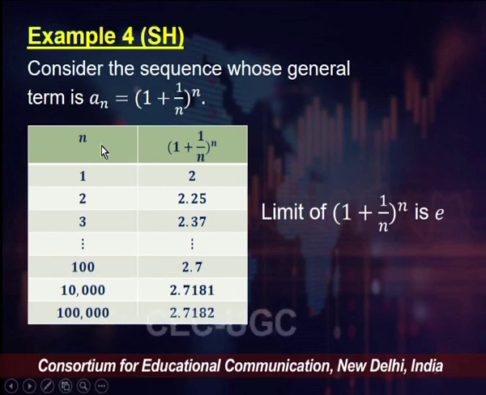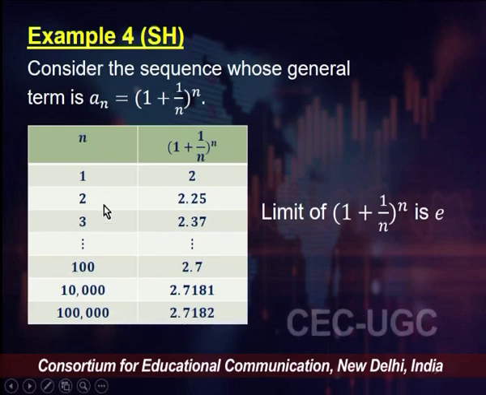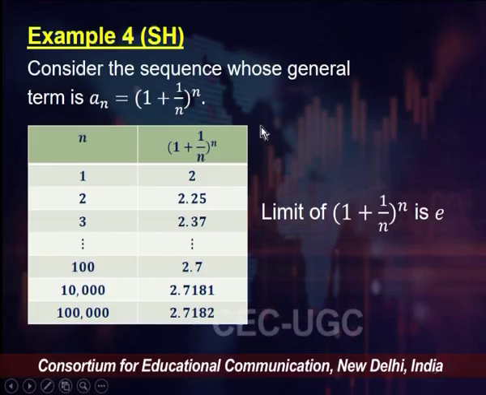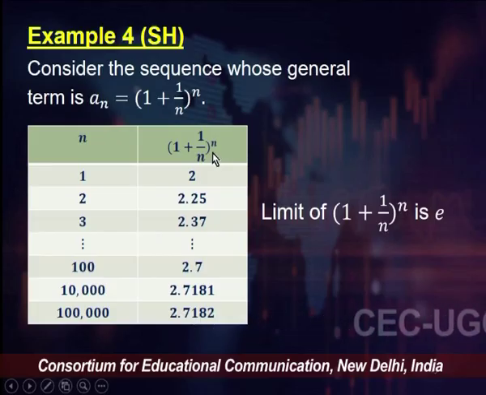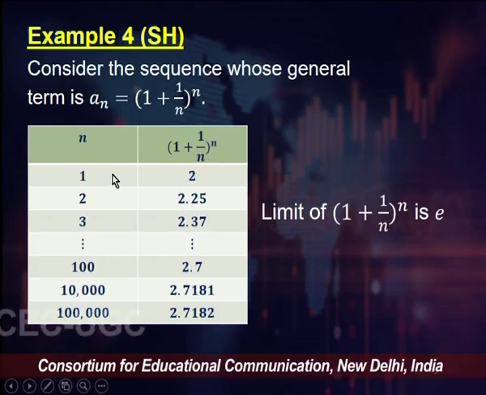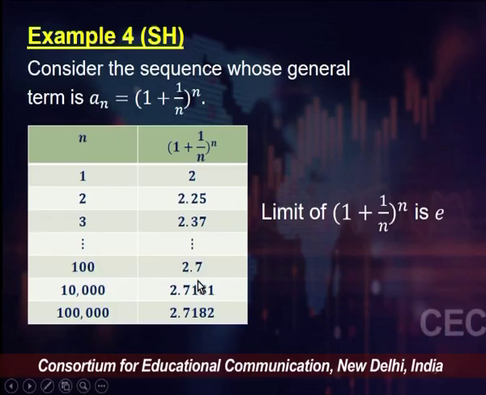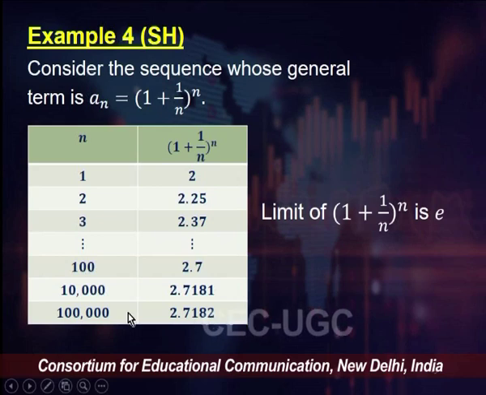Again, I will take n going from 1, 2, 3 and so on, and I have taken a lot of big numbers as well here. I get the corresponding values for these n's, where I calculate (1 plus 1 by n) to the power n for these given values. When n is 1, I get 2, when n is 2, 2.25 and so on. When n is 100, I get 2.7, when n is 10,000, I get 2.7181, when n is 1 lakh, I get 2.7182.